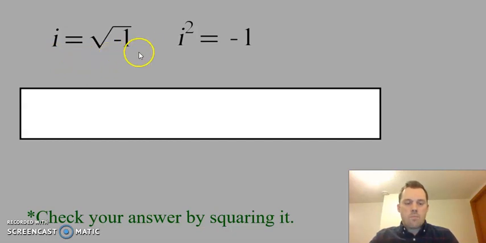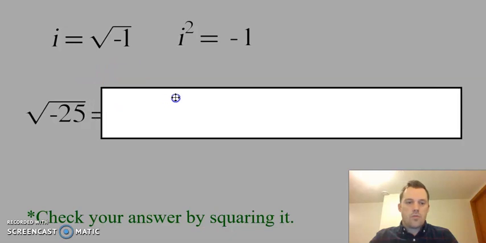And how we can make that a real number is if we take the square root of negative 1 times the square root of negative 1, that ends up being just negative 1, right? So if you square both of these, we get i squared equals negative 1. So both of these are really important to know, okay?